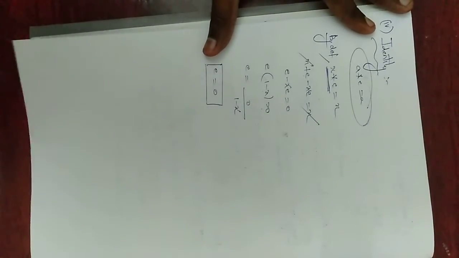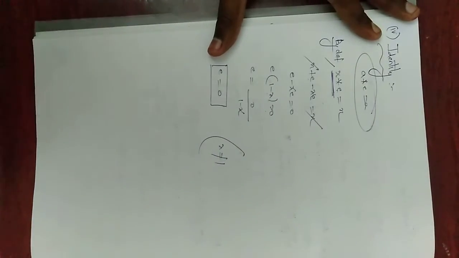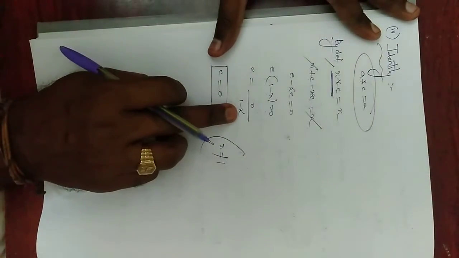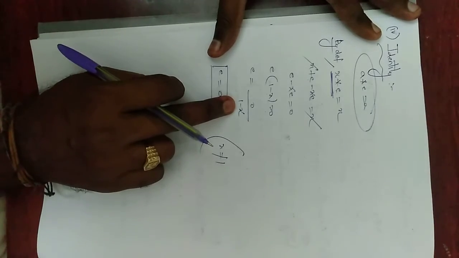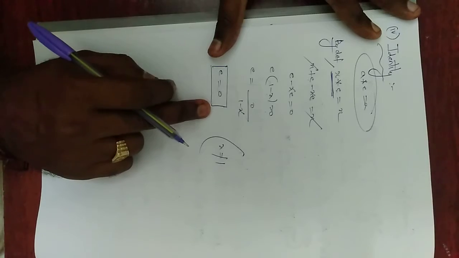But what is the condition? This x should not be equal to 1. This you must write. If x is equal to 1, 1 minus 1 is 0. 0 by 0 is an undefined form. So we need to choose x not equal to 1. Therefore, e equal to 0 is the identity element.